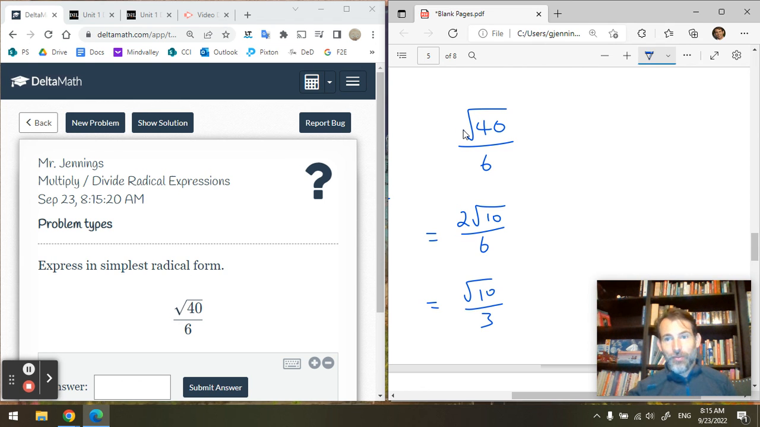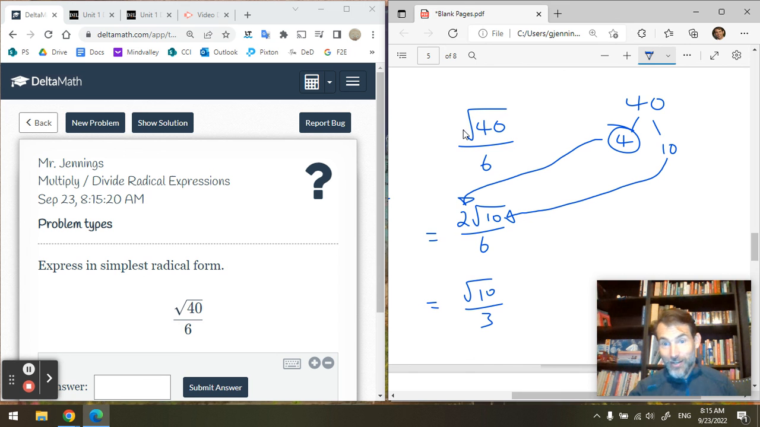How did I do that? 40 is 4 times 10. 4 is a perfect square, so I put its square root out there and left the 10 in there. 10 doesn't have any squares as factors. 2 times 5. There's no pairs of factors in 10. So that's done. This is root 10 over 3.